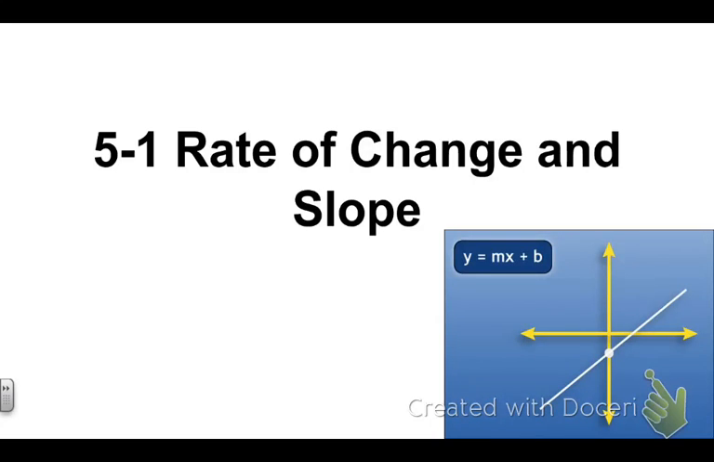Lesson 5.1 is on rate of change and slope, and we've actually been working with slope the entire last unit. That magic number that we kept talking about, that kept repeating in those tables, that was slope every single time. So you already have an understanding of what slope is.